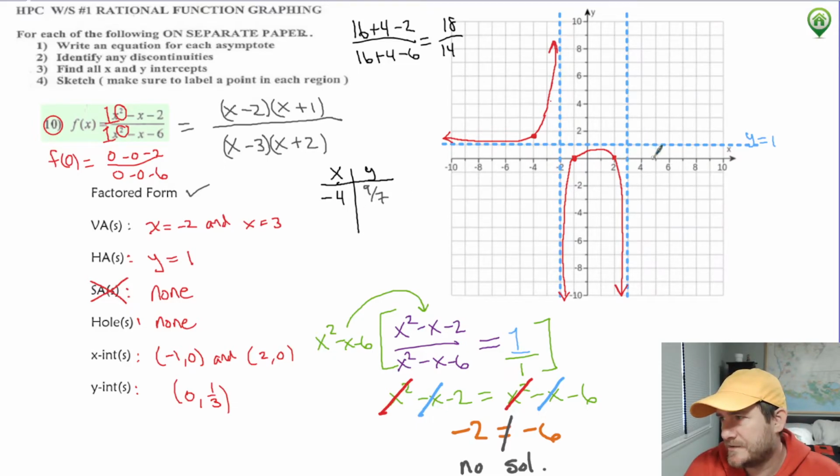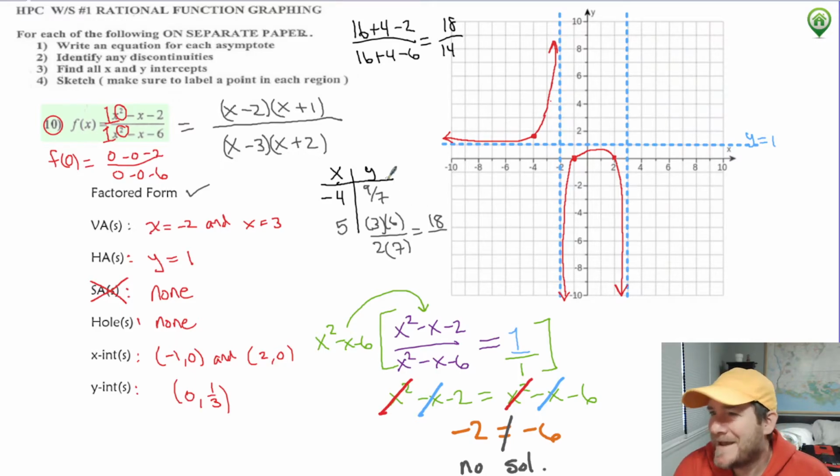We could test +4. I'm going to test 5 just to get a different looking value. And this time I'll test the factored form. Plugging in, 5 minus 2 is 3. 5 plus 1 is 6. 5 minus 3 is 2. 5 plus 2 is 7. So I'm looking at 18 over 14, which is the same as before. Ah, rats. I was trying to get a different number. I should have used the 4.